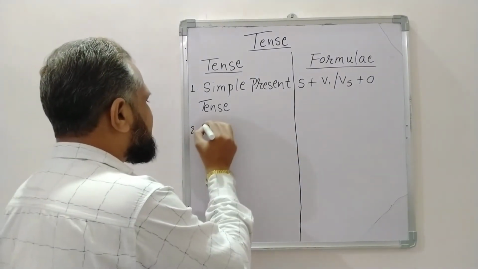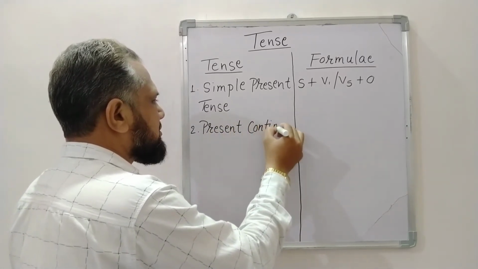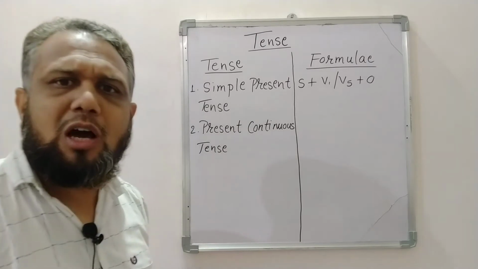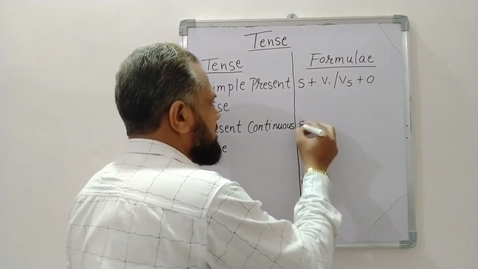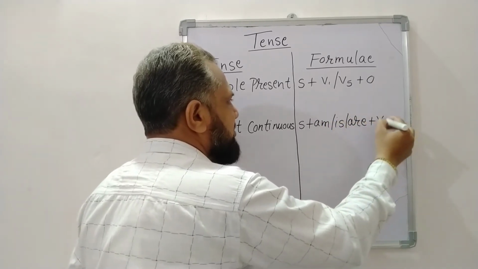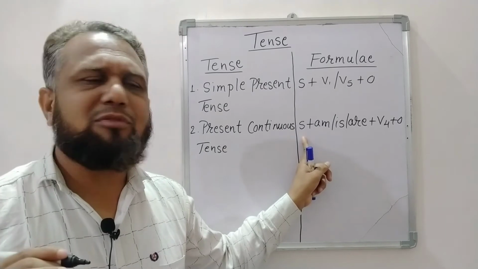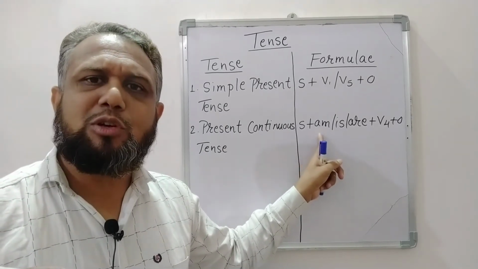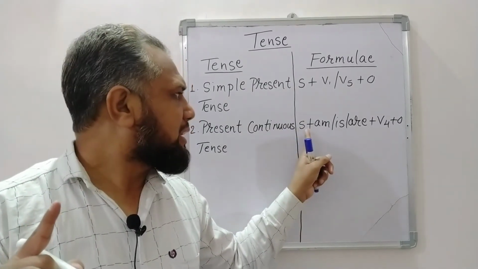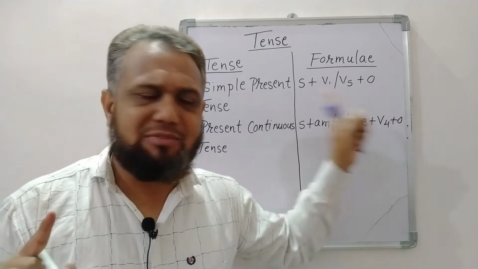Now the second name is present continuous tense. The formula of present continuous tense is subject plus am or is or are plus V4 plus object. Means subject, and according to subject we have to use am. If the subject is I, then we have to use am. If the subject is singular, then we will use is, and if the subject is plural, then we will use are. Thereafter V4, the ing form of verb, and thereafter object.